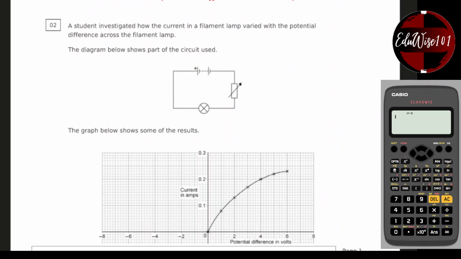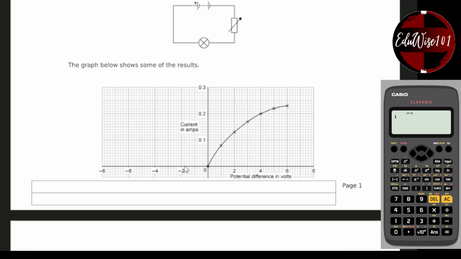Second question, a student investigated how the current in a filament lamp varied with the potential difference across the filament lamp. The diagram below shows part of the circuit used. So you have a variable resistor here, a filament lamp and a battery. The graph shows some of the results, so it's only this part of the graph, showing just the top part. So you can see the potential difference is the x-axis and the current is the y-axis, and as the potential difference increases, the current is also increasing.